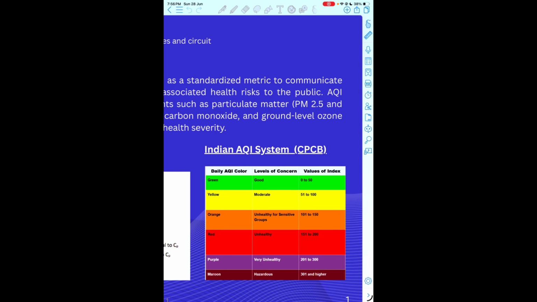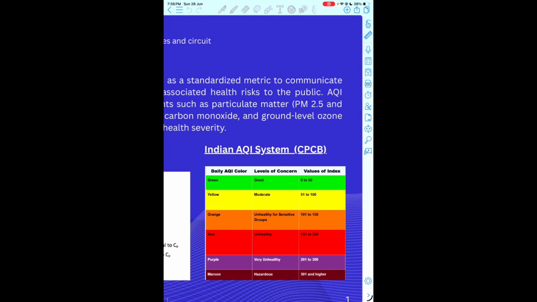If the daily AQI color is yellow and the value of index is 51 to 100 range, so this represents moderate air quality. If the daily AQI color is orange, values of index is between 101 to 150 range, this means the air is unhealthy for sensitive groups such as children, the elderly, and the people with asthma or heart disease.